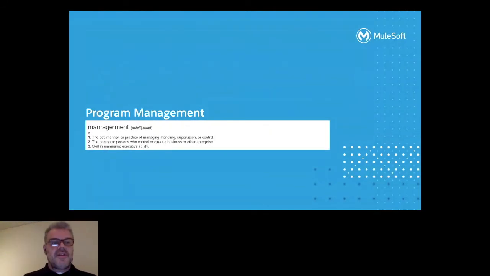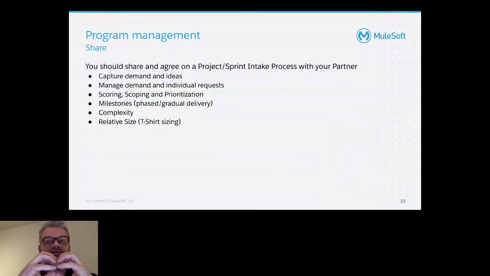Program management is all about making sure that the delivery of new value happens in an effective and efficient way. And as part of what you need to share with your partner, you should share and agree on a process for project or sprint intake with the partner. Make sure that you capture demand and ideas, make sure that you manage the demand and individual requests. You do scoring, scoping, and prioritization of the demand. You make sure that milestones are defined either in a phased or gradual delivery.